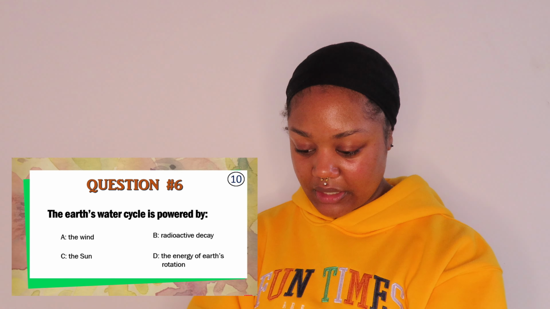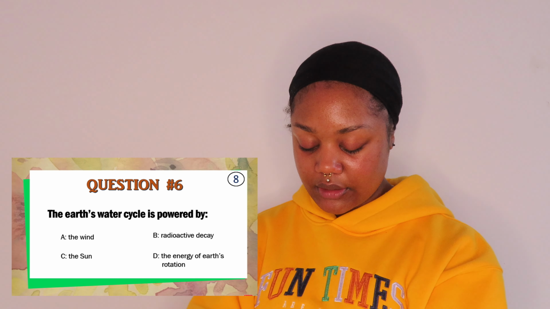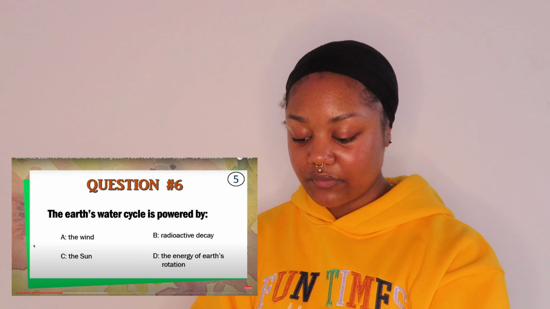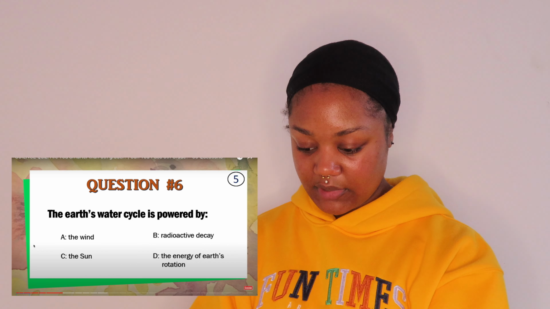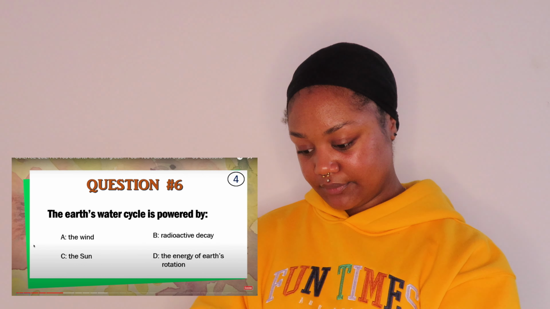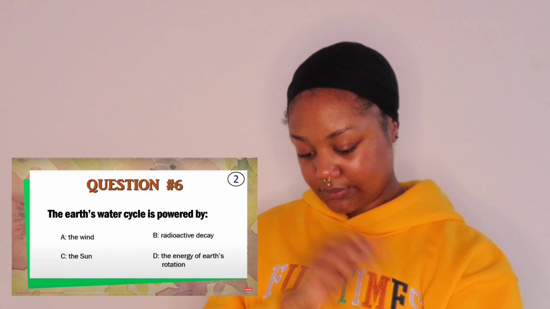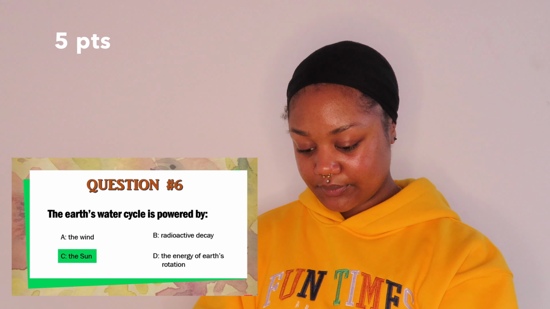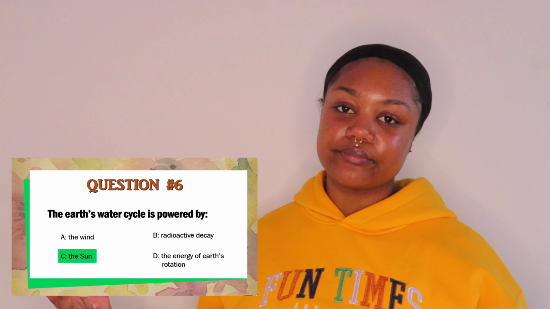The Earth's water cycle is powered by the wind, the sun, radioactive decay, the energy of Earth's rotation. The Earth's water cycle is powered. I'm gonna go with the sun. The sun. I got this. I got this.